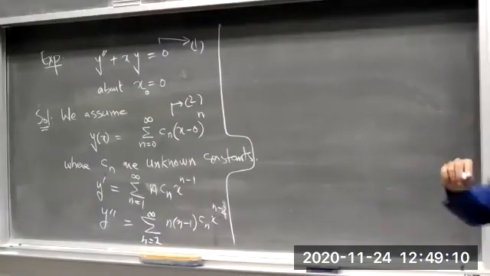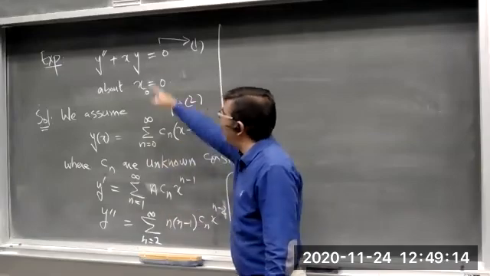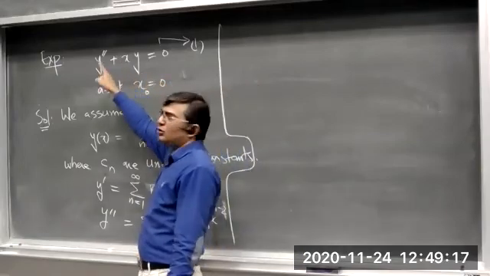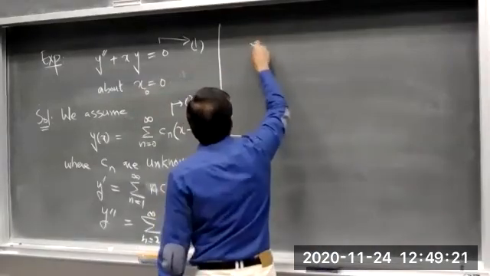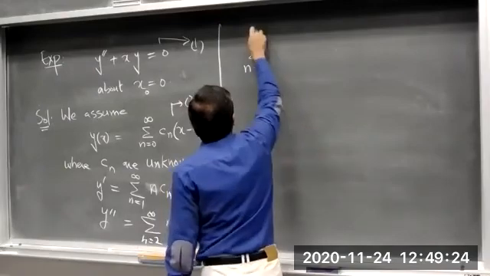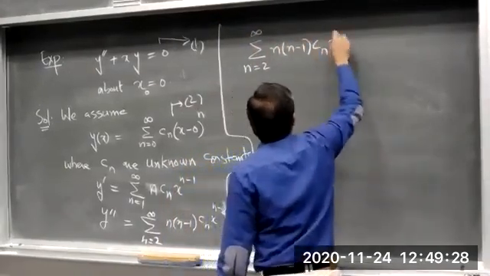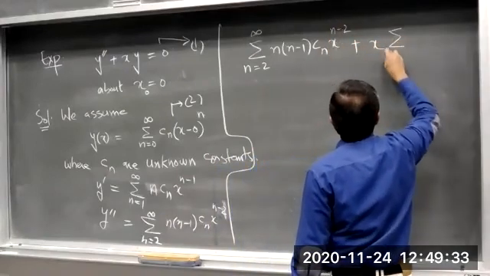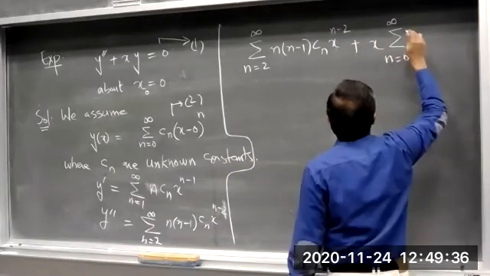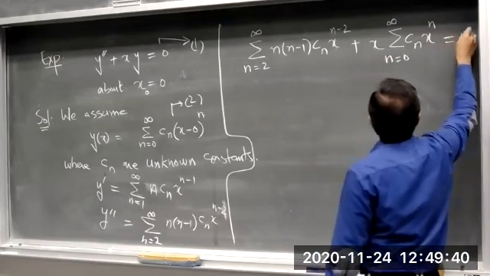So now we insert the second derivative, first derivative, and y here. Here we don't have y dash, so we don't need to put y dash. We only put y double dash and y. So what will y double dash be? N from 2 to infinity, n into n minus 1 cn x raised to power n minus 2, plus x times y. So y is n from 0 to infinity cn x power n, is equal to 0.